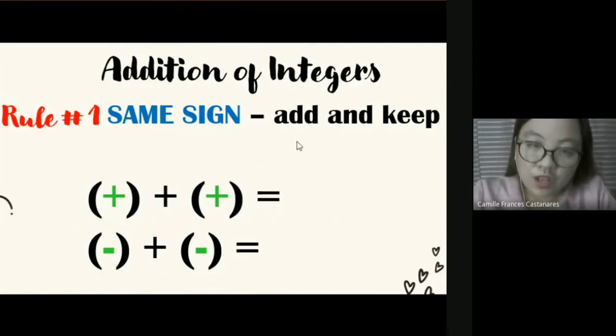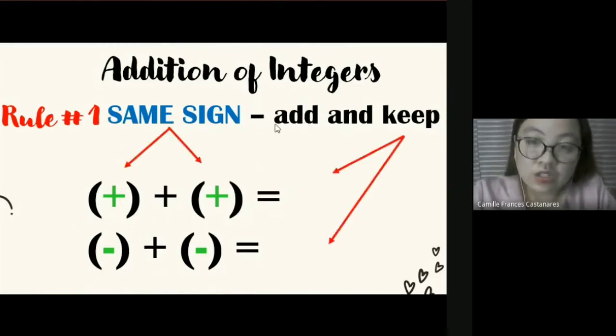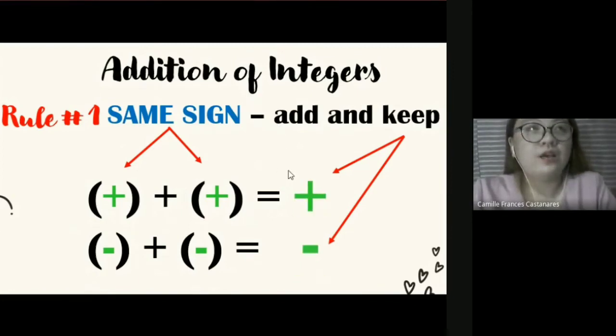So, unahin natin yung same sign. So, pag sinabing same sign, positive plus positive or negative plus negative. So, una mo daw gagawin is to add the integers. For example, we have 3 plus 4 or positive 3 plus 4. I-add natin si 3 at si 4, meron tayong 7. And then, ano yung sign nila?